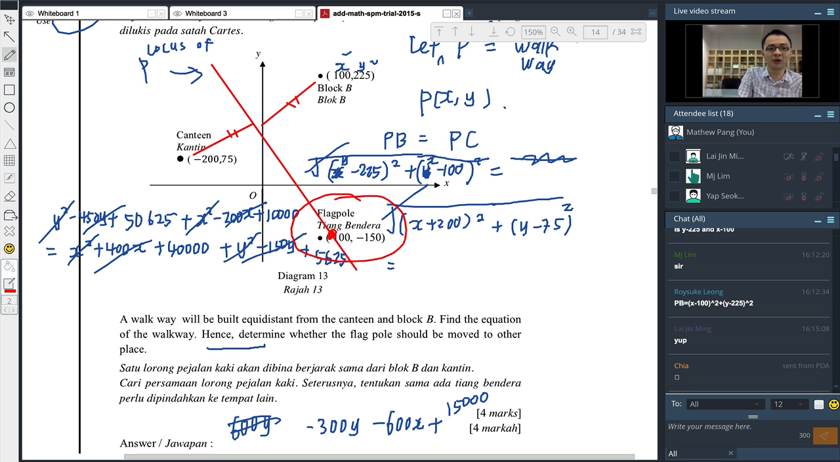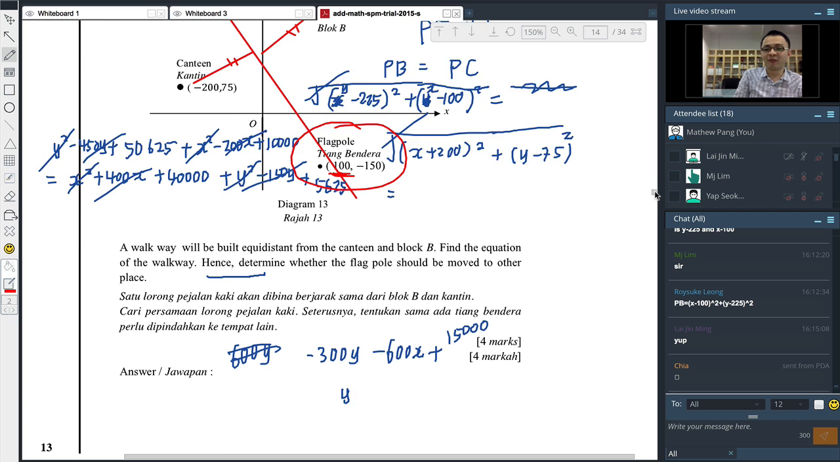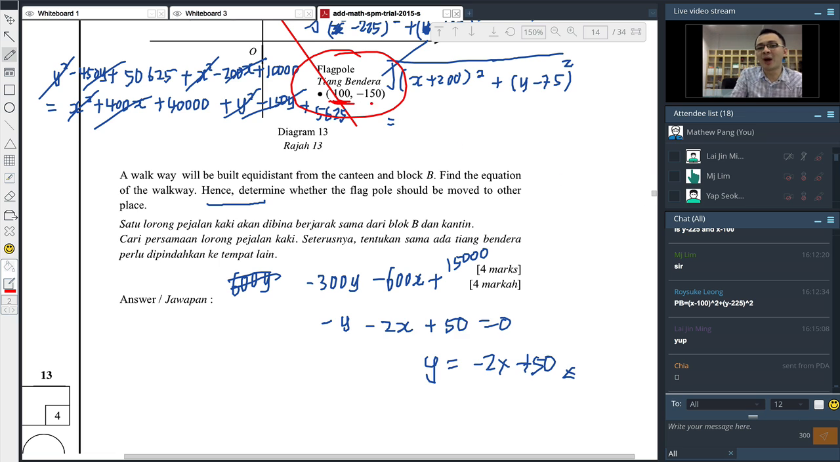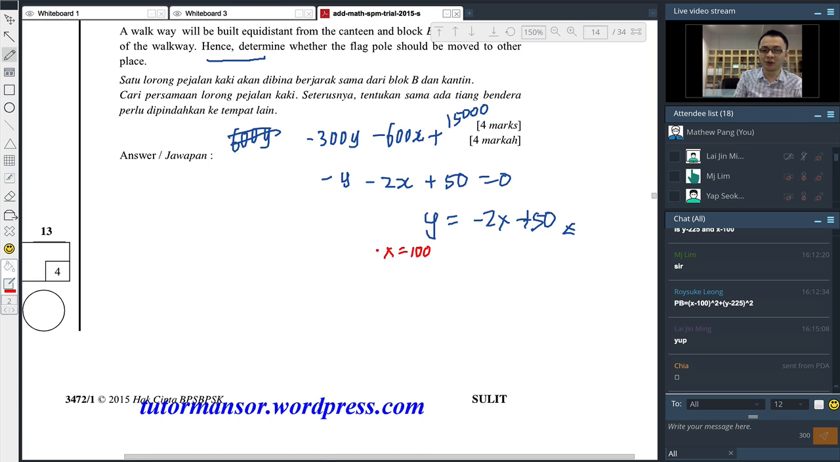So what I will do over here, I will try to substitute x equals to 100 to see whether my y can get negative 150 or not. If I substitute x equal to 100, my y can get negative 150, that means the point is on the line. If I substitute 100, I get other value, that means the coordinate is not on the line. So when x equals to 100, y equals to negative 200 plus 50. y will equal negative 150. So that means it's on the line.